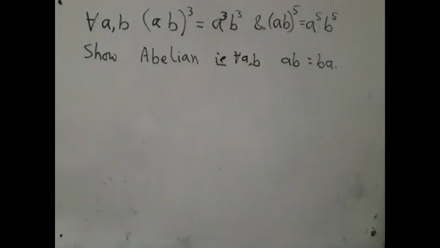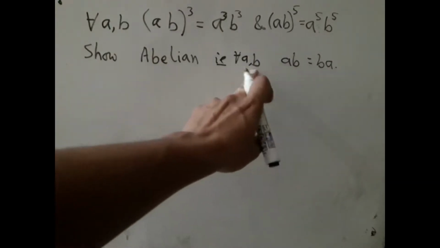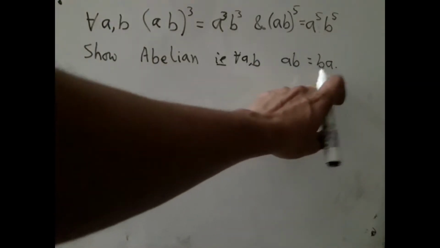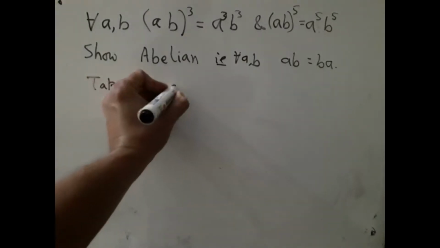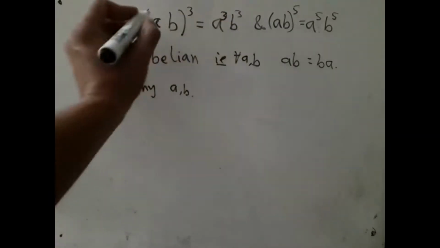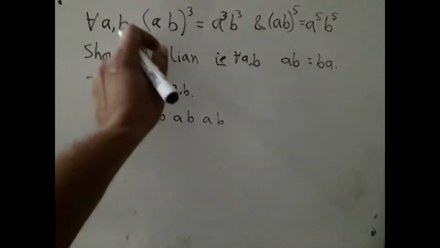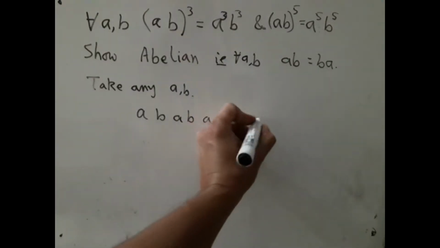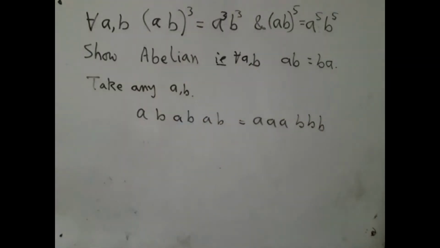Now, there is no obvious way of attacking such a problem. So, you have to make various trial and error and eventually arrive at this point. So, I will start with this thing. I first take some a and b. I am trying to show ab equal to ba. So, take any a and b in the group. Using this, I am getting ab, ab, ab, that is my (ab) whole cube, that is a, b, b, b, that is a cube, b cube.